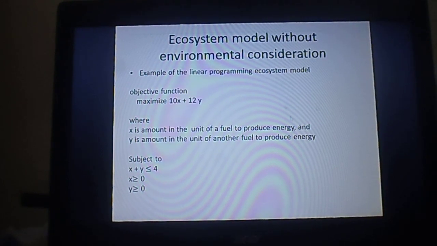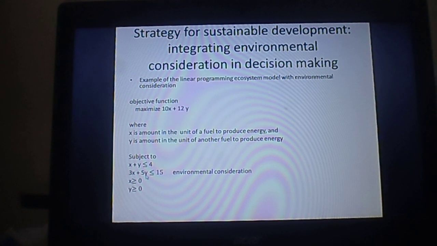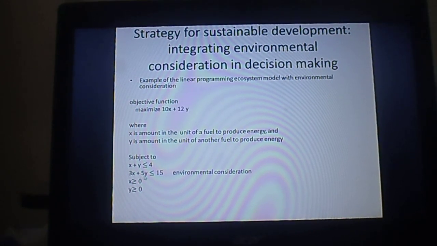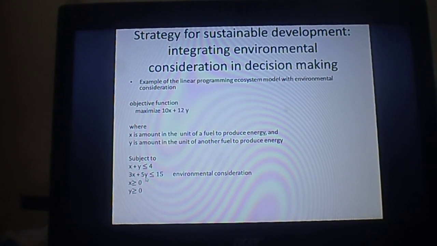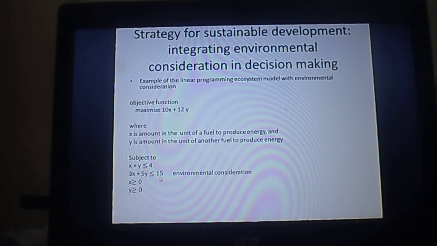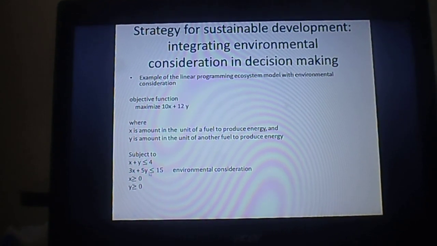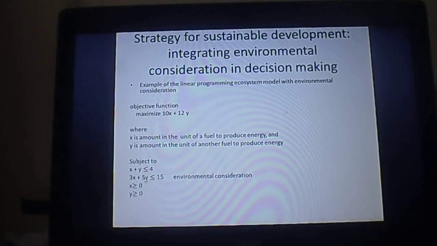Notice that when x is 0 and y is 4, in 3x plus 5y, 5 times 4 is 20, which is greater than 15, 15 of which is limiting the pollution release of the system.